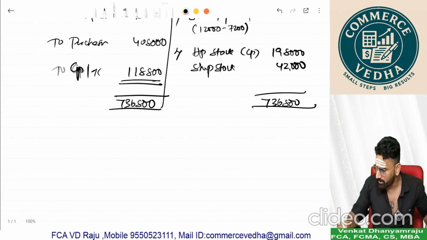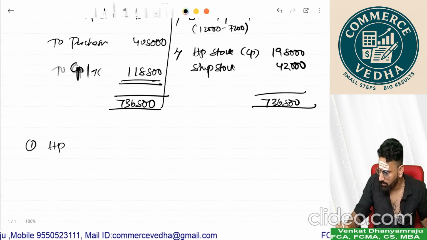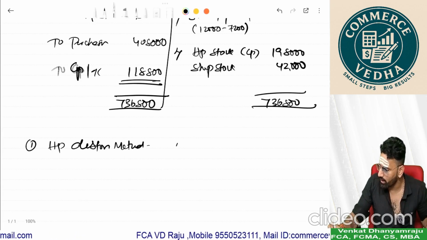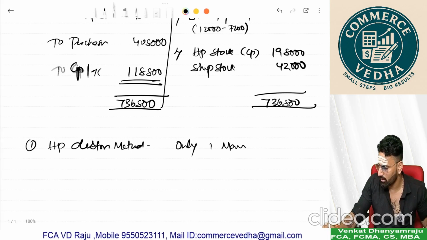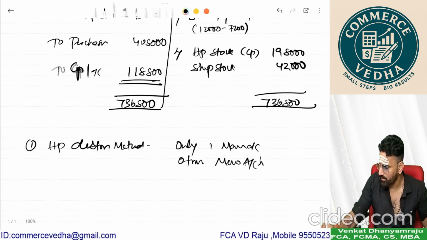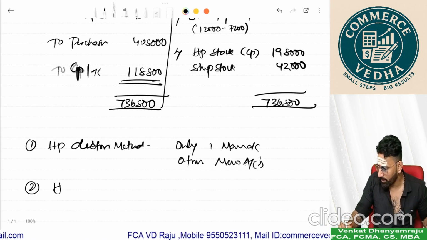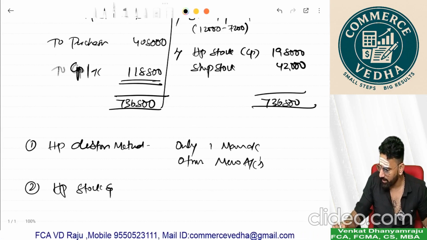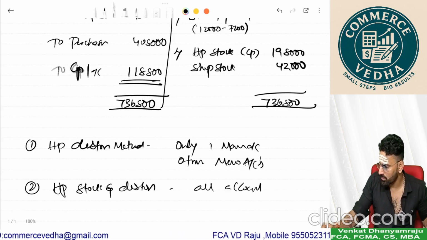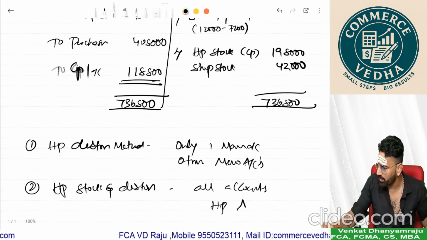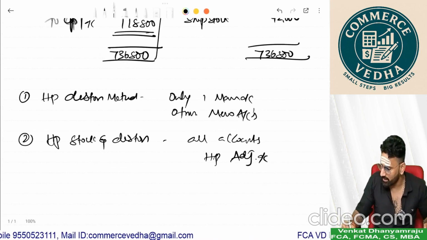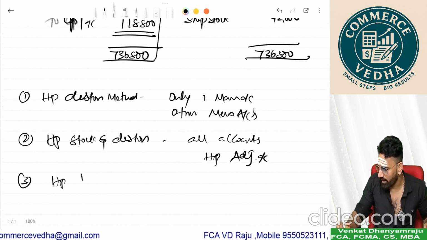So here we prepared three methods. Number one, hire purchase debtors method: only one main account, others are memorandum accounts. Number two, hire purchase stock and debtors method: all accounts, and the important account is hire purchase adjustment, with all the loading. And the third one we did is the hire purchase final accounts method.